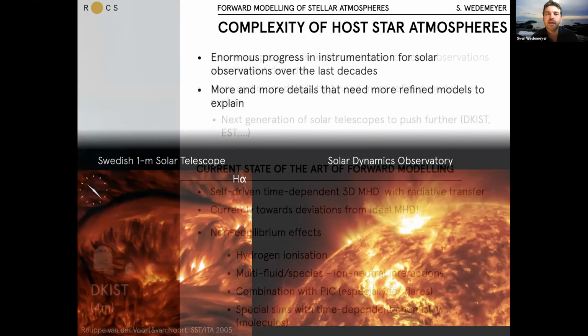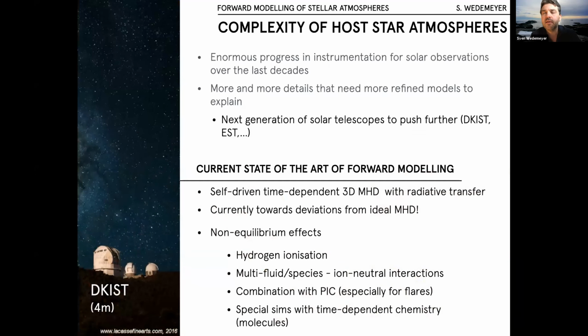So we know today that the sun is a very dynamic object, and the next generation of solar telescopes, you see in the lower left the DKIST 4 meter telescope, which might be followed by the European 4 meter telescope in the future, will probably push this limit even further. That means we will see even more details in the future. So the models, as said, need to catch up with that.